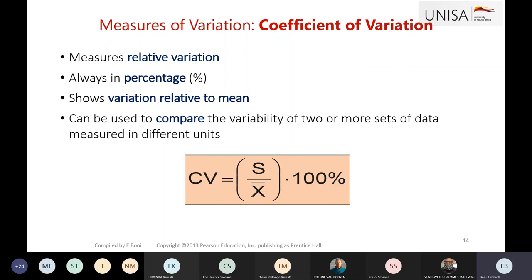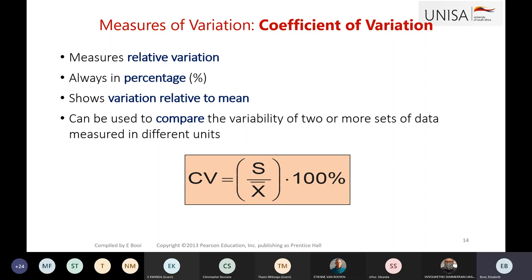Okay. So among the measures of variation, we also have what we call the coefficient of variation, which is a relative variation measure. And it is always calculated in percentages. It shows your variation relative to the mean.